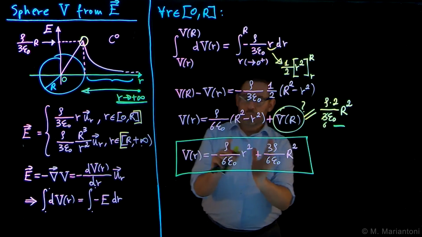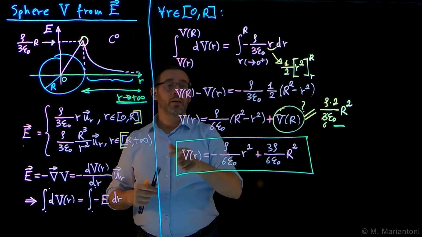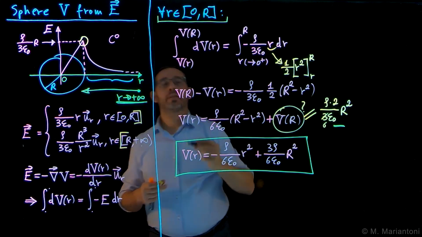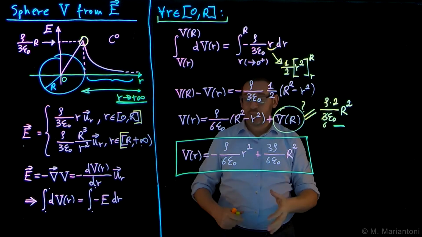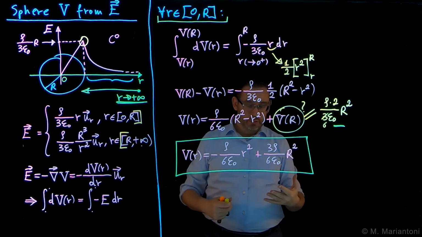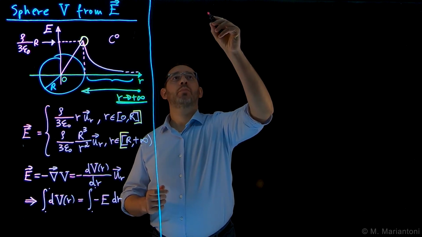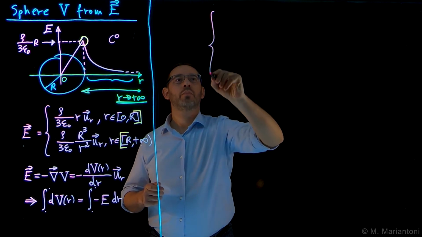Okay, so now we obtain this potential, and so this is the case for r in 0 to capital R. So now what we want to do next is summarize this, plot it, and find some limits. Okay, so to recap, our electrostatic potential V, which we found from E, looks as follows, in mathematical form.